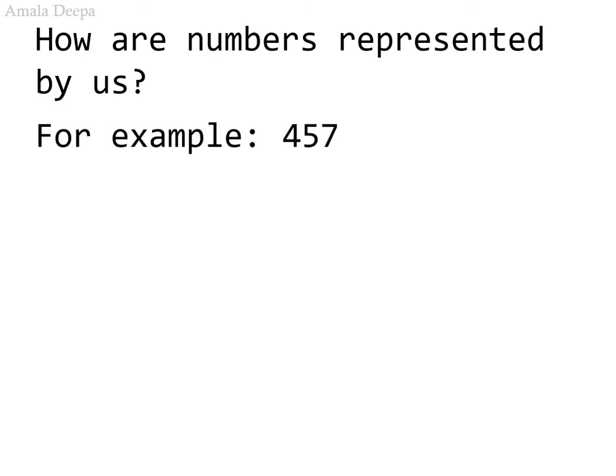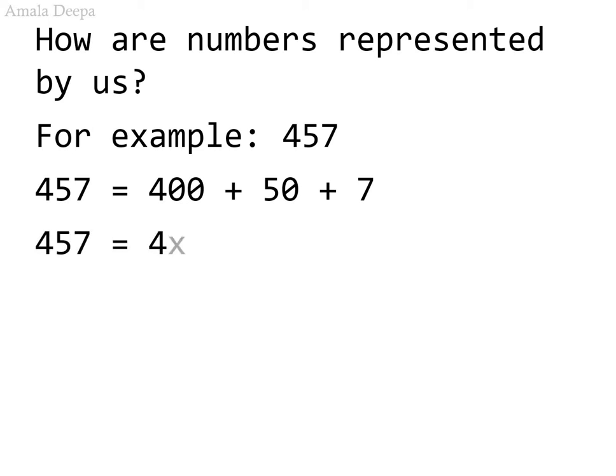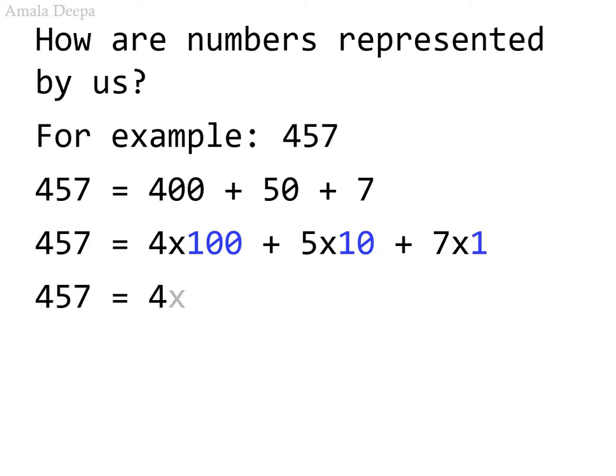For example, I have taken the number 457. 457 is equal to 400 plus 50 plus 7. This can be written as 457 is equal to 4 into 100 plus 5 into 10 plus 7 into 1. 457 is equal to 4 into 10 power 2 plus 5 into 10 power 1 plus 7 into 10 power 0.